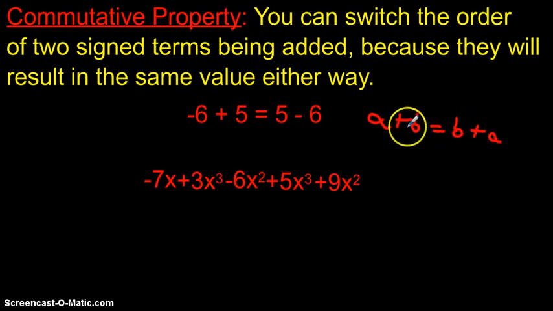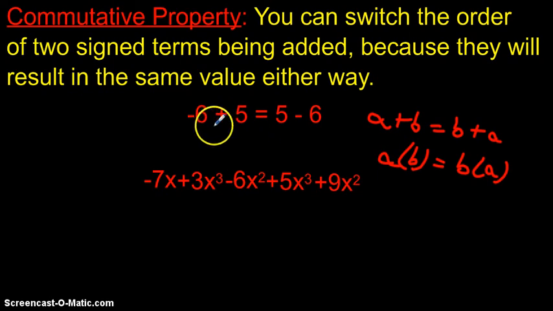There is also the commutative property of multiplication, which says a times b is equal to b times a, which is also true. But subtraction is not commutative, so you're not actually allowed to switch the order of two terms that are being subtracted. But if you consider them signed terms, like this is negative 6 and this is positive 5, you can switch them. That is because this is 5 plus minus 6, in which case you can switch the order here.